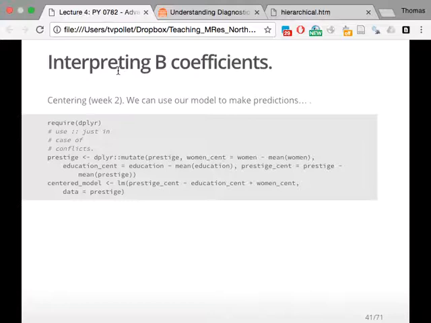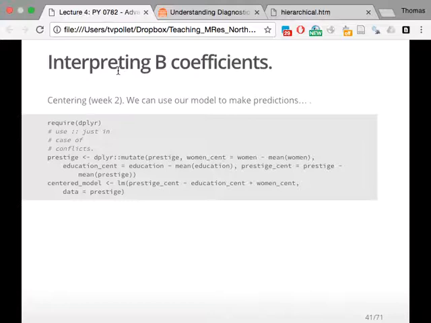Centering. It can be hard to interpret those B's because they would start at a natural 0, or they would start somewhere where we don't want. So most of the time what we want to do is center our variables, because it will make it easier to interpret what's going on. And you should know how to do that. You've done that before, so you use the mutate command from dplyr, and then we make women-centered, which is women minus the mean of women, education-centered, and then prestige-centered.